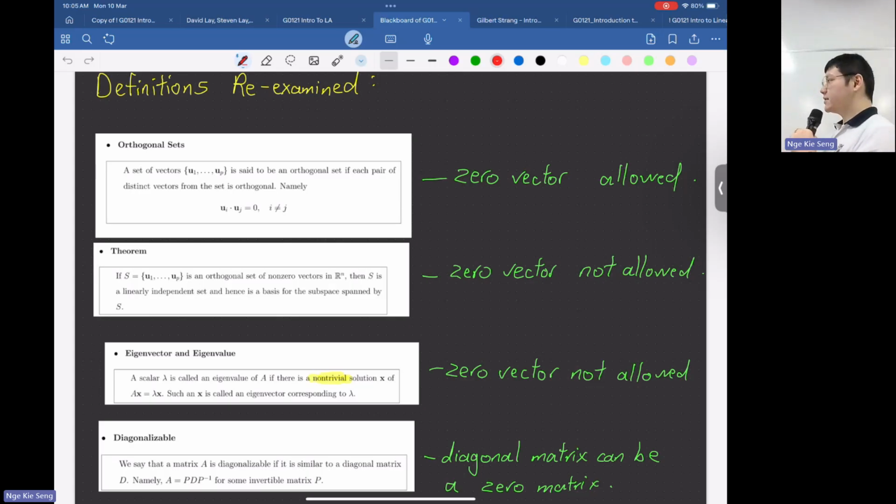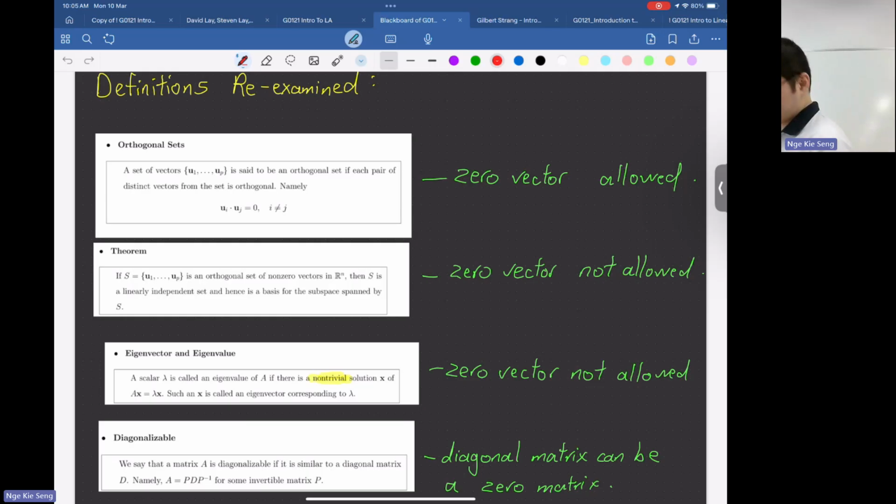But you'll notice that the next theorem says: if you have an orthogonal set of non-zero vectors, so in this theorem you only consider an orthogonal set of non-zero vectors, then X is linearly independent. Because we know that the zero vector is always linearly dependent on the other vectors. So that's why we need to throw away the zero vector in this theorem.